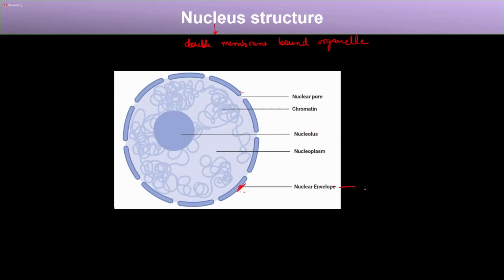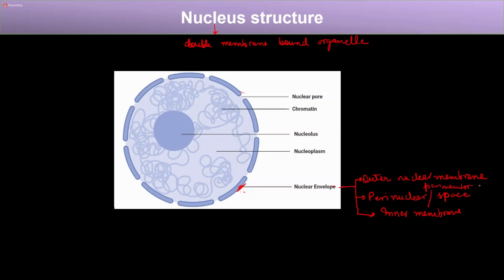Now this nuclear envelope also has different parts, right? There is the outer nuclear membrane or outer nuclear envelope, you can say. Then it has the inner membrane, and also it has the perinuclear space, or perimembrane space. So the nuclear envelope has three components: the outer, inner, and the intermediate, right?